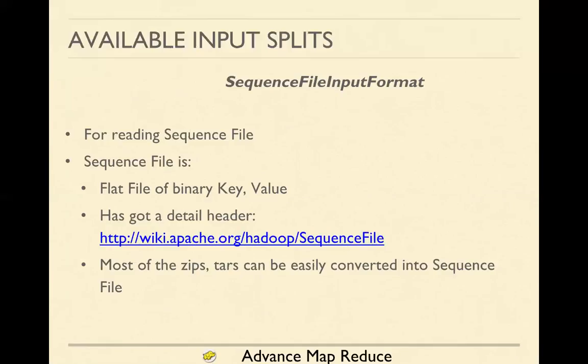When we process such a sequence file, the key is the name of the file and the value is the content of the file. For small files, you can combine them together, keep them in a sequence file, and then process them using the input format called sequence file input format.